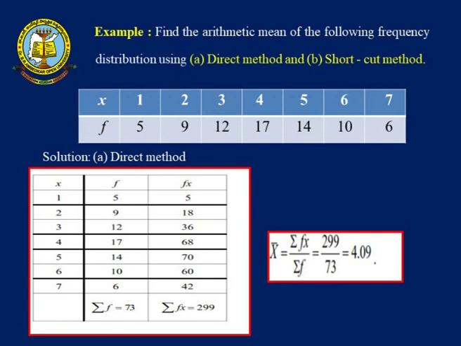Therefore, what is the direct method formula? X bar is equal to summation fx by summation f. Substituting the values from the table, summation fx is equal to 299 and summation f is equal to 73. 299 by 73 is equal to 4.09 something. This is the direct value of the arithmetic mean. Therefore, x bar is equal to 4.09. This is our calculated value of arithmetic mean.